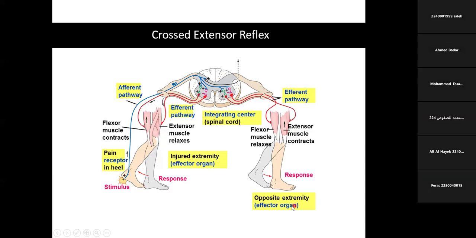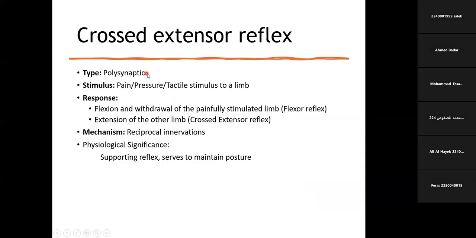So opposite extremity, this is also involved. Injured extremity, this is also involved. The name is crossed extensor reflex. And the detail which I told you is here. It is a polysynaptic reflex. It is in response to pain, pressure, and touch, tactile stimulus to a limb. Two responses, but in the opposite limbs. Flexion and withdrawal of the painfully stimulated limb. This is called flexor reflex.